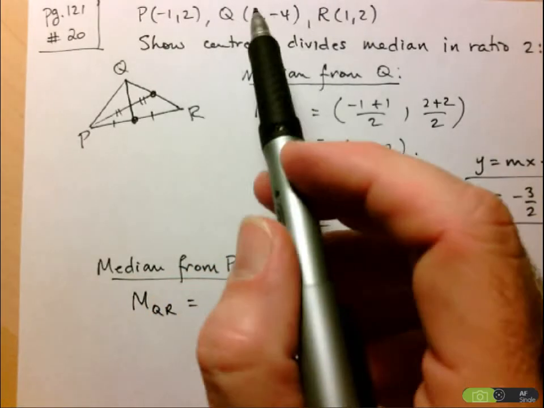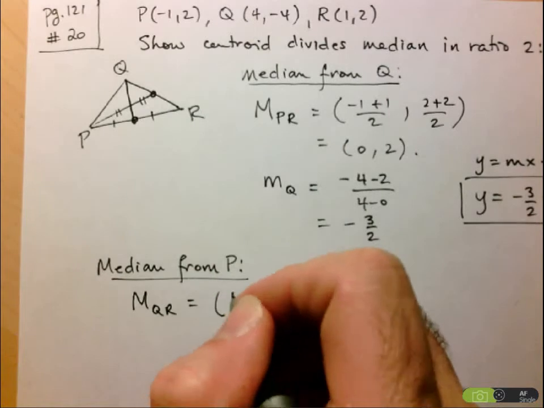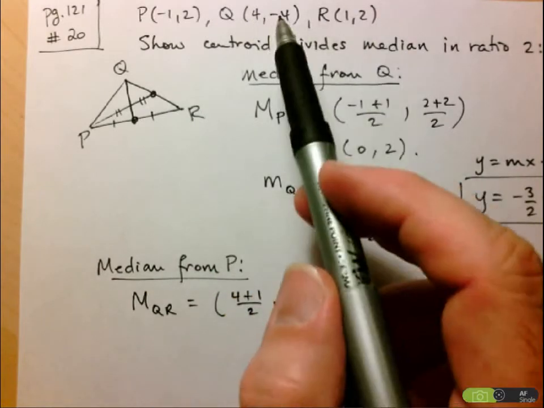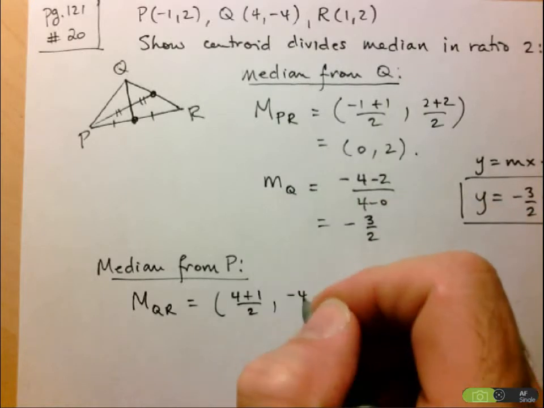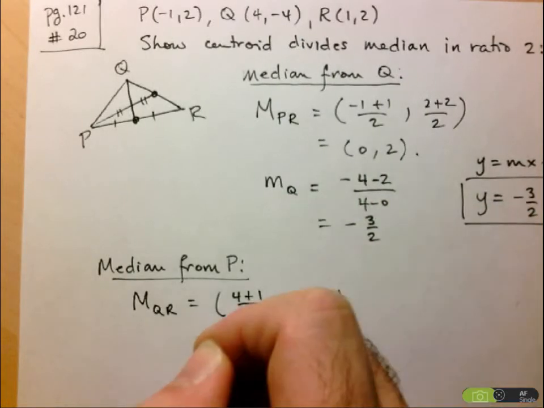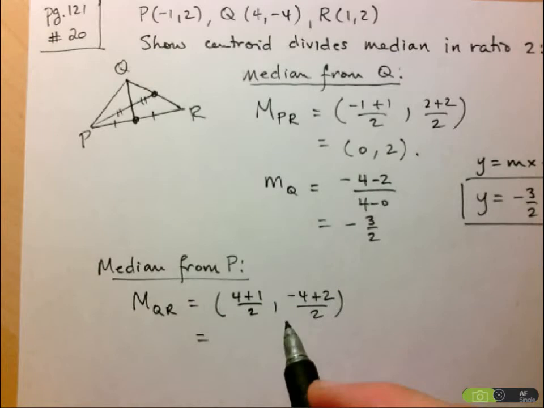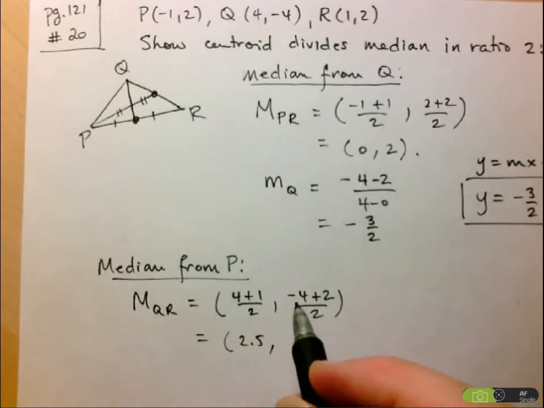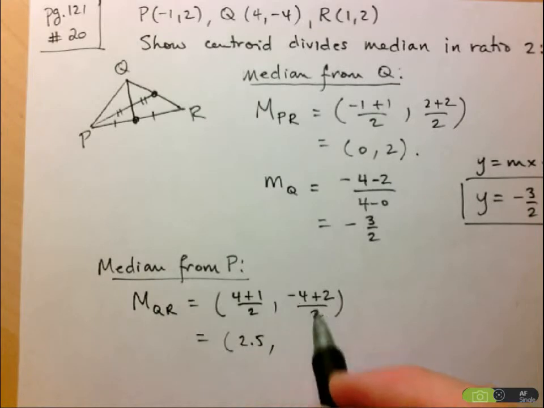So here at QR we have (4 + 1)/2, and then here we have (-4 + 2)/2. Okay, so that midpoint ends up being 4 plus 1 is 5 divided by 2, so 2.5. And here we have -4 plus 2, so -2 over 2 is -1.